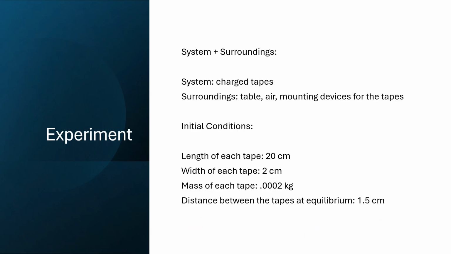In the experiment, the system was the charge tapes, and the surroundings were the table, the air, and the mounting devices for the tapes. The initial conditions: the length of each tape was 20 cm, the width of each tape was 2 cm, the mass of each tape was 0.0002 kilograms, and the distance between the tapes was measured to be 1.5 cm at equilibrium.